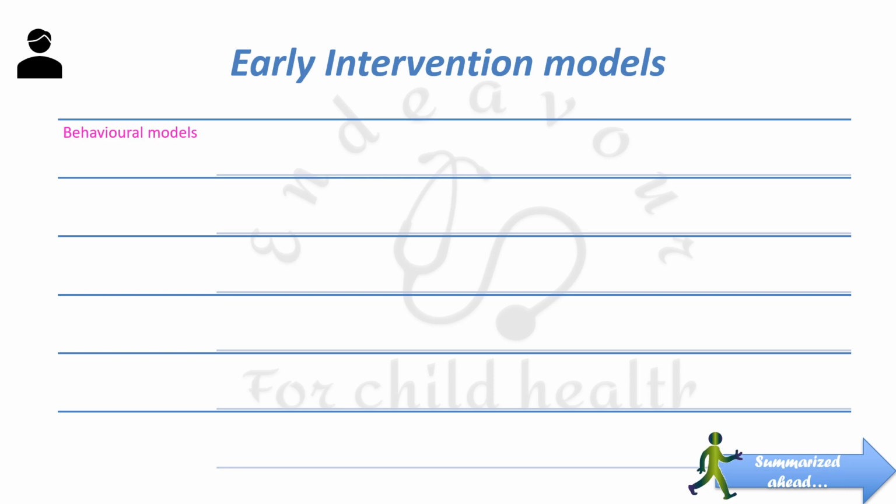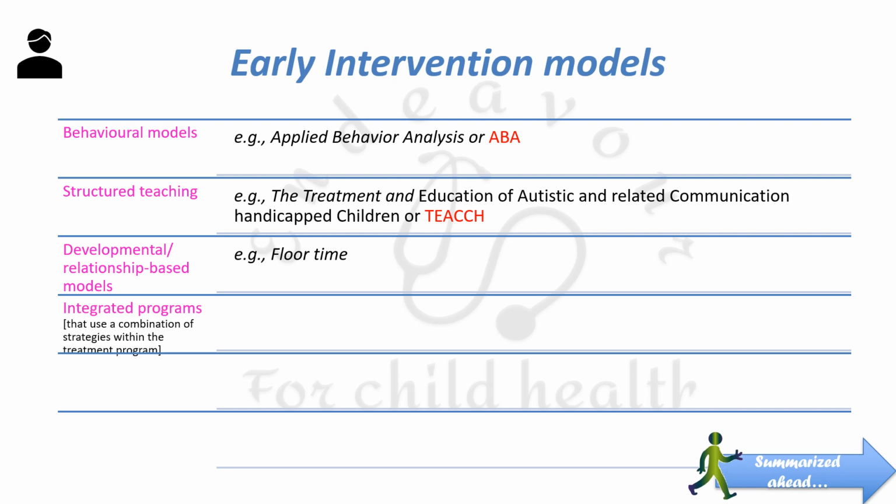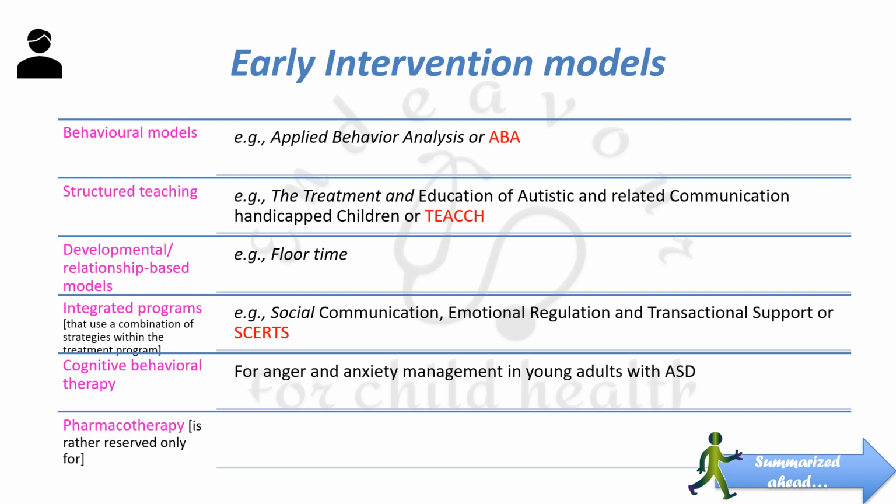And these various models can be behavioral models, for example applied behavioral analysis; structured teaching, for example Treatment and Education of Autistic and related Communication handicapped Children or TEACCH; developmental or relationship-based models, for example Floortime; integrated programs that use a combination of strategies within the treatment program, for example SCERTS, social communication, emotional regulation, and transactional support; CBT, cognitive behavioral therapy for anger and anxiety management in young adults with autism spectrum disorder; and pharmacotherapy, which is reserved only for specific target symptoms or comorbid conditions and not for the treatment of autism itself.